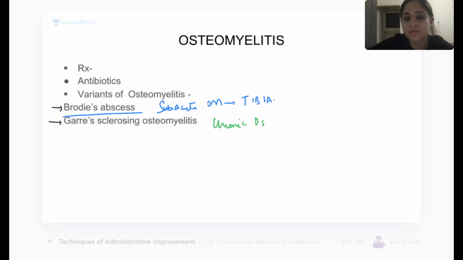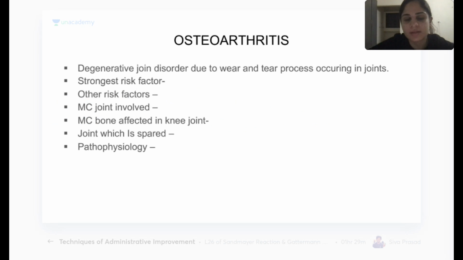Okay, so chronic osteomyelitis, more than 4 weeks old, of the mandible. Okay, of the mandible. So these two also they ask many times in the exam. Brodie's abscess is in the tibia and Garré's is in the mandible. Okay, all right. Moving on to osteoarthritis.